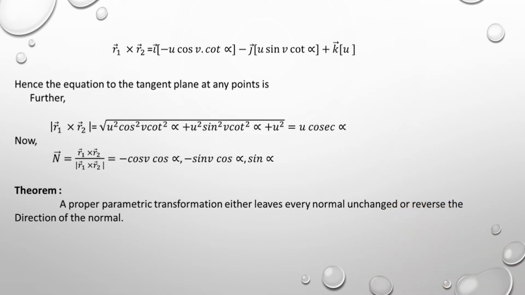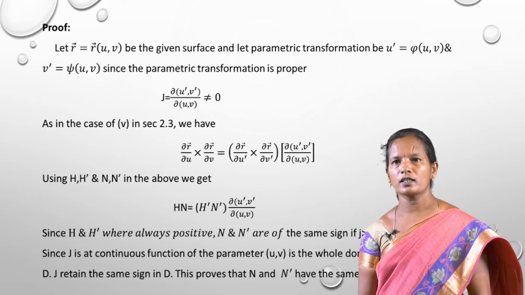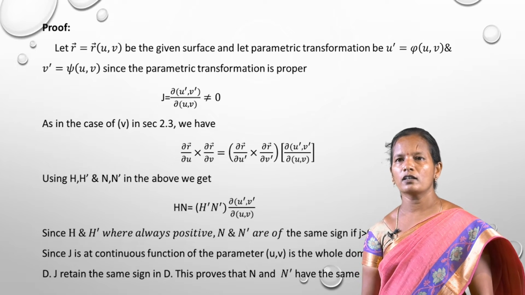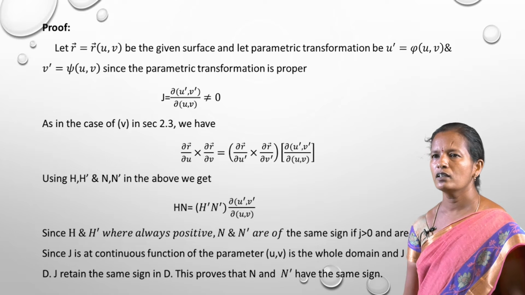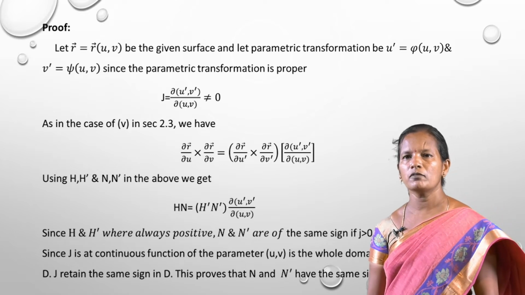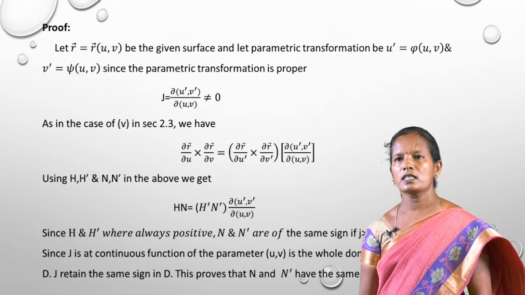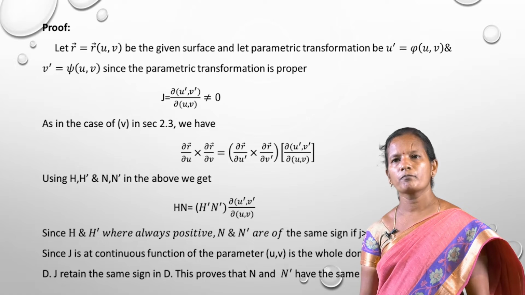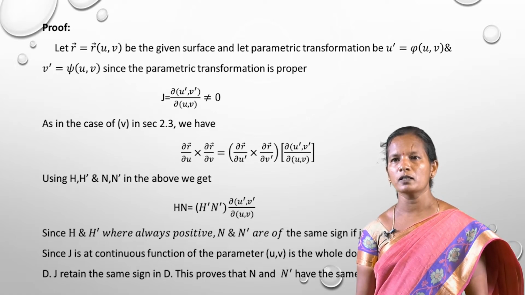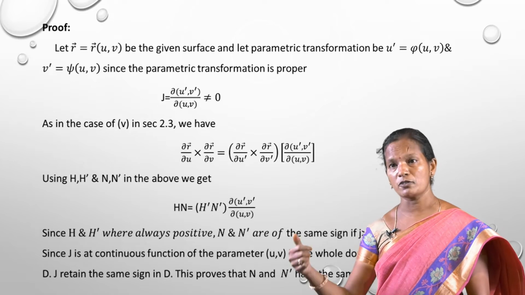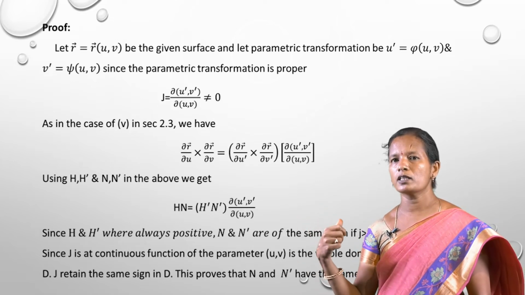Next let us go for another theorem statement. A proper parametric transformation either leaves every normal unchanged or reverses the direction of the normal. The proof of the theorem: let R vector equal R vector of uv be the given surface, and let the parametric transformation be u dash equal to phi of uv and v dash equal to psi of uv. Since the parametric transformation is proper, J equal to dou of u dash v dash divided by dou of uv is not equal to 0.